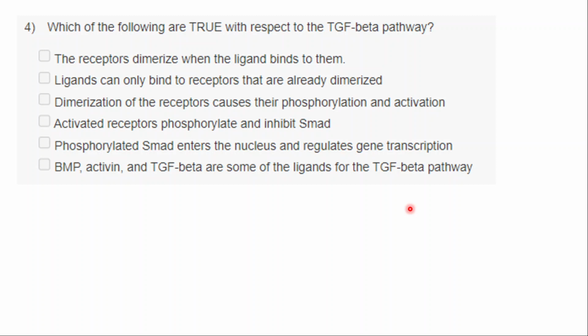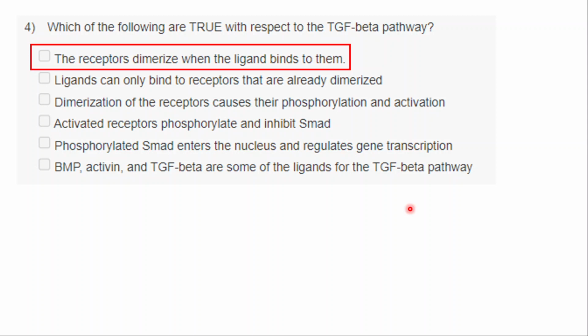I see there are already some answers. Ajay has answered statements 1, 3, 5, 6. Okay, let's have a look at the correct answer. The first statement that is true with respect to the TGF beta pathway is the first statement. Receptors dimerize when the ligands bind to them. Receptors do not dimerize without the ligand.